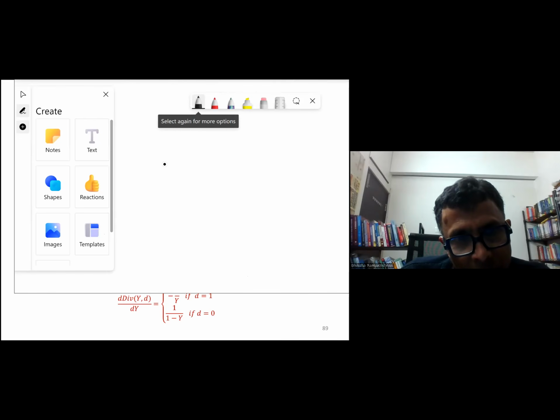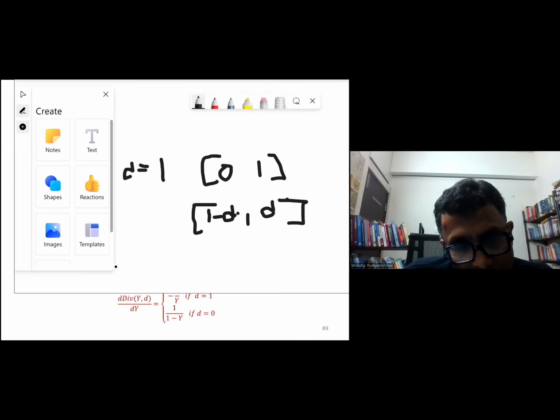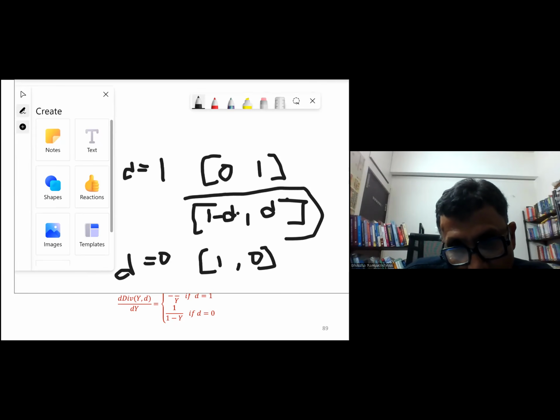Again, observe that I think I have things inverted in my slide. If my desired output is 1, this is the vector 0, 1, correct? So I can write this as 1 minus D, right? And if the desired output is 0, even in this case, it's going to be the vector 1, 0. And this too becomes 1 minus D. So this formula holds for both classes, correct?